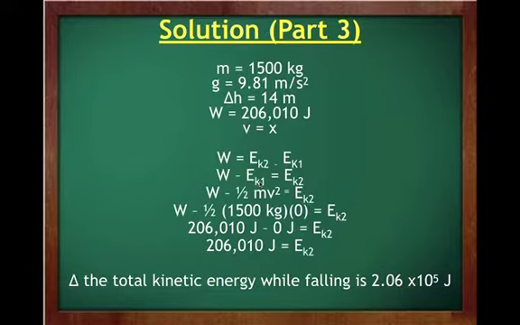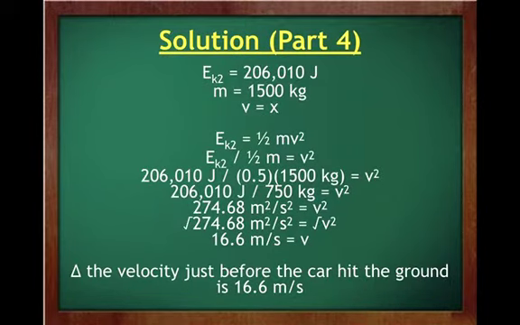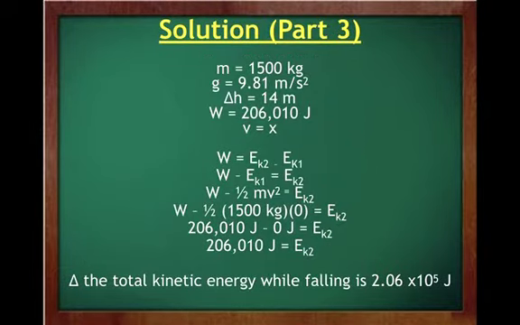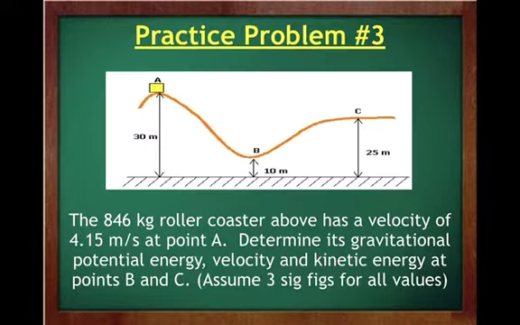Okay? So your total kinetic energy there while falling is 2.06 times 10 to the power of 5, and then that allows you to solve for your velocity there of 16.6 meters per second, right? I kind of didn't bother finding the kinetic energy while falling, but all good, right? Well, it's the same. Okay, so moving through.